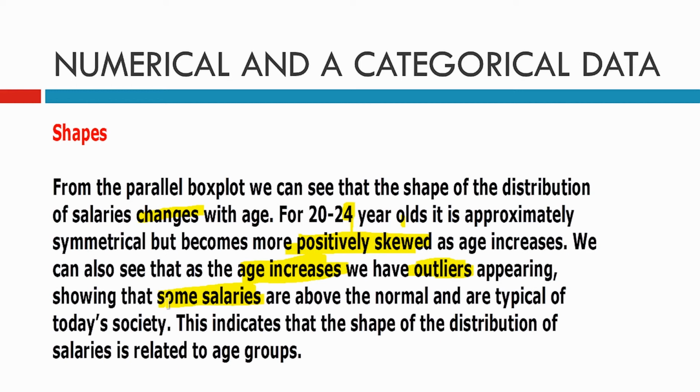Compared to a normal person, same age, there's no way that they're going to get over $1 million or even close to it. They'll be lucky if they get 80, 90,000, 120, depending on their jobs. But CEOs of companies, most of them even earn more than that. So it is related. And then we do have outliers as well. So very normal in society. This indicates that the shape of the distribution of salaries is related to age group.